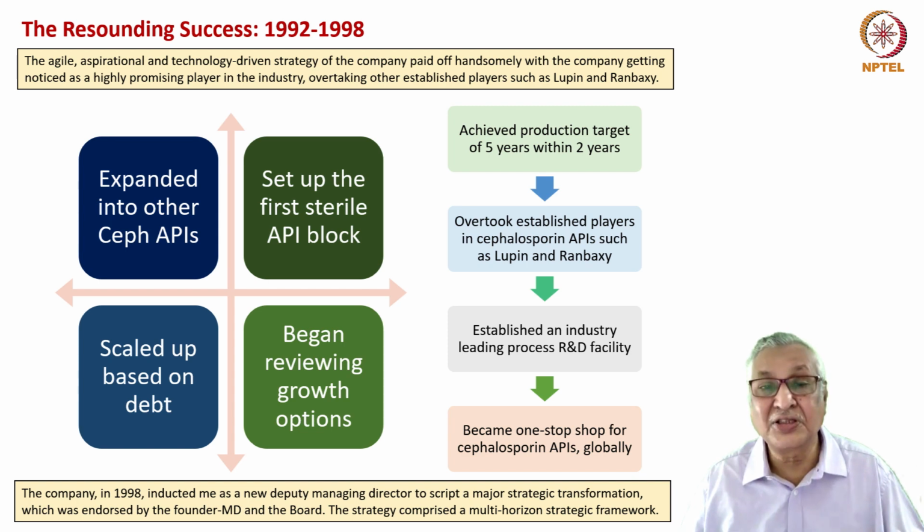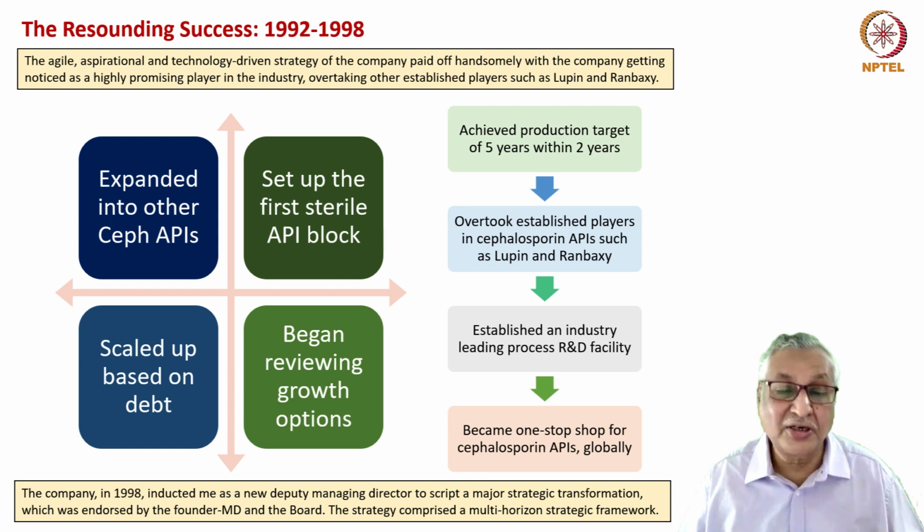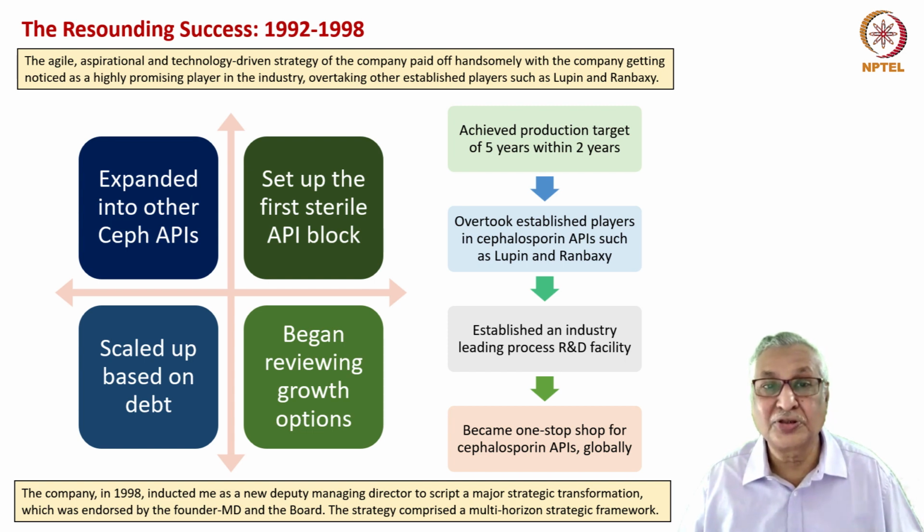Consulting companies such as McKinsey vied with each other to work alongside Orchid management to craft new areas of development. So, four things the company did during this phase: expanded into other cephalosporin APIs, set up the first sterile API production block, scaled up based on further debt, and began reviewing growth options in the short span of 6 years. And if you really look at the date of commencement of production as the real starting point, within a short span of 4 years, the company achieved this monumental task.